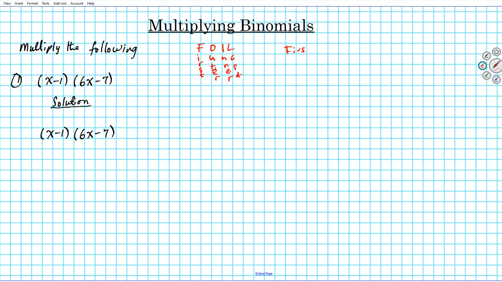Let's write it this way: first, outer, inner, and then last. Okay, so it's just for binomials. When you're multiplying two binomials, that's how you execute it. So let's go ahead and do that. So we're going to multiply the first. So this right here, the first term.